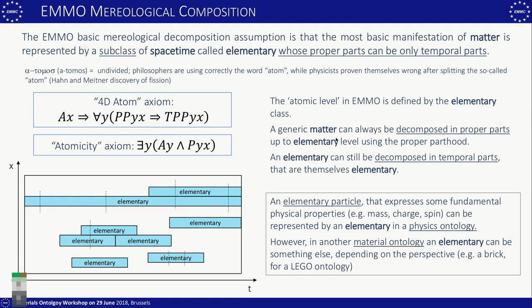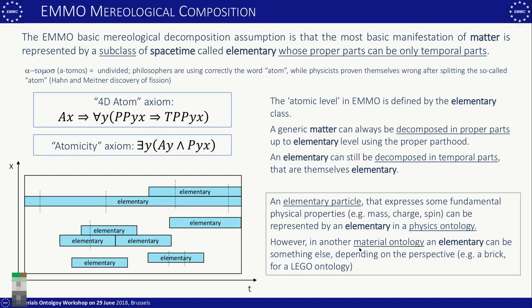A generic matter can always be decomposed in proper parts up to the elementary level using the proper part relation. And an elementary can still be decomposed in temporal parts. So we see the world as made of elementary particles, elementary parts. This is the perspective of physicists.